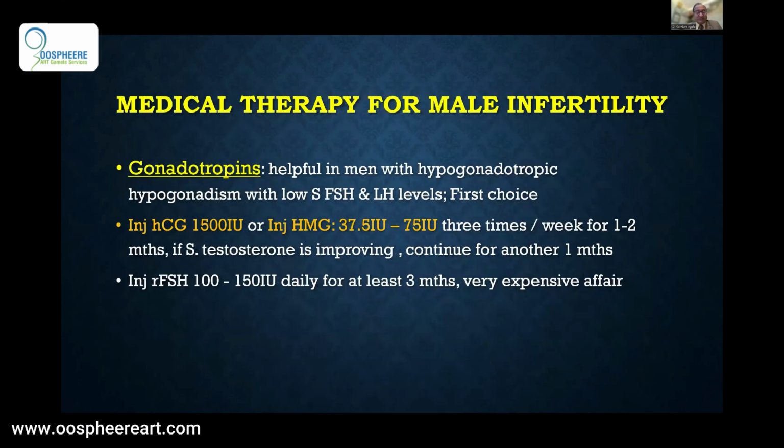This is one of the best therapies I feel ever for hypogonadism, and you give gonadotropins directly because they are available in an injectable form. Here, you need to look at the FSH and LH levels. There are two schools of thought: you may give recombinant FSH directly in doses of 100 to 150 IU daily for at least 3 months, but it becomes a very expensive affair. So you can use HMG.